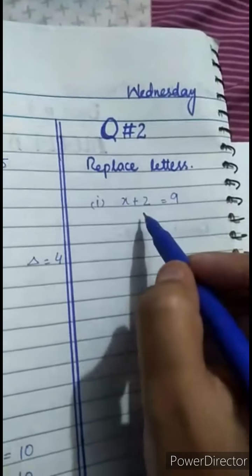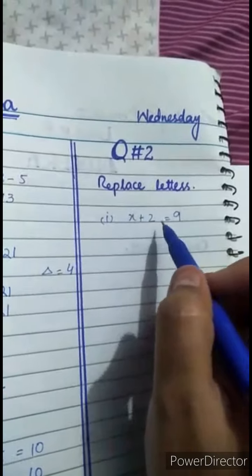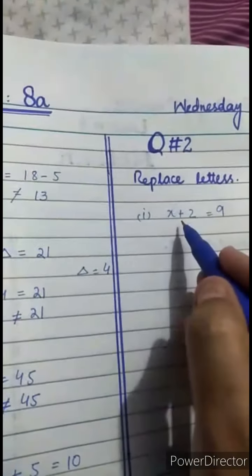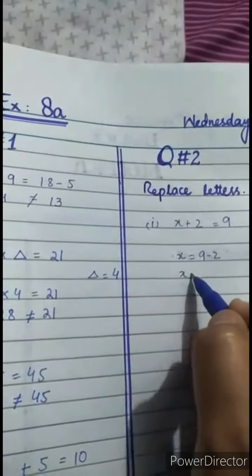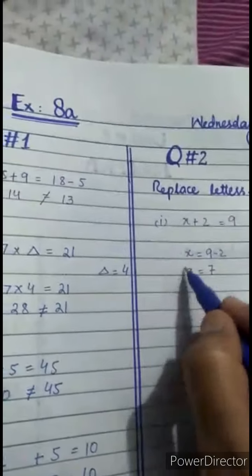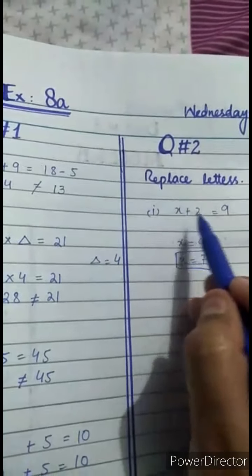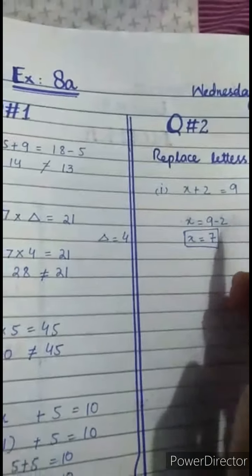Dear students, you already know that whenever we shift a value to the other side of the equality, the sign of the value changes. x equals 9 minus 2, so x equals 7. So if we place x equals 7 in this expression, 7 plus 2 equals 9, then this will be a true statement.